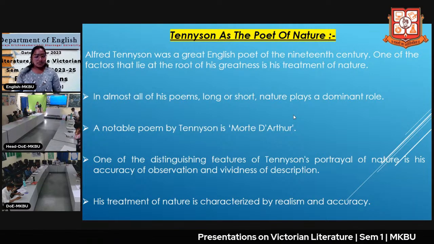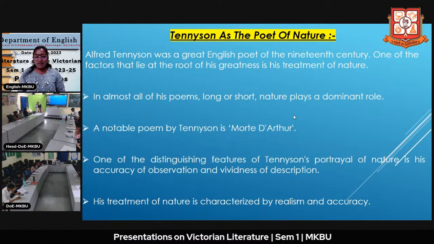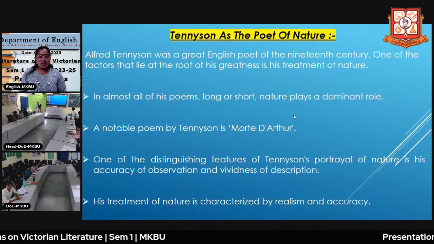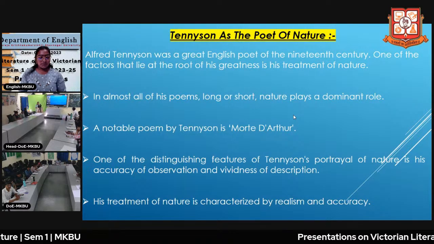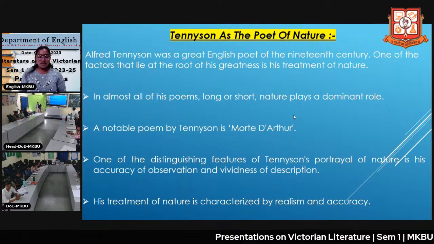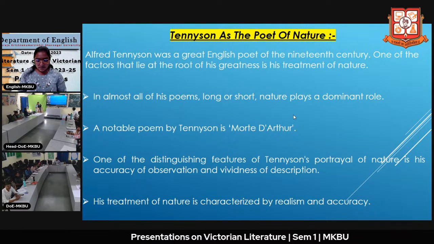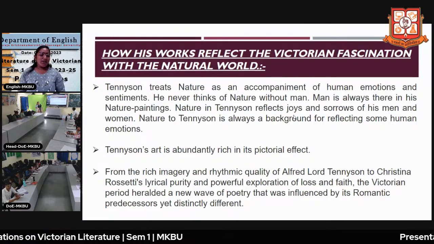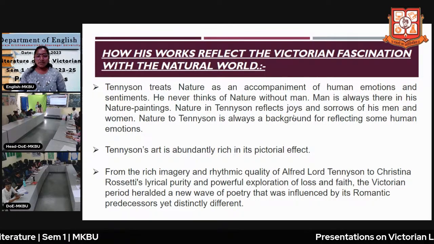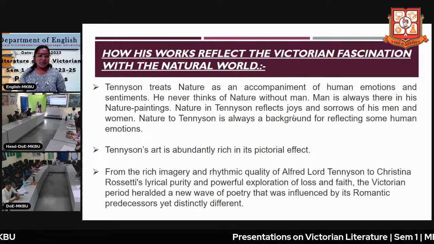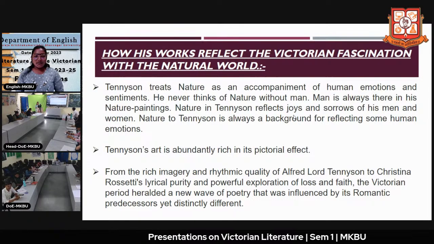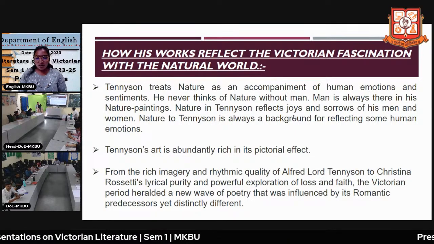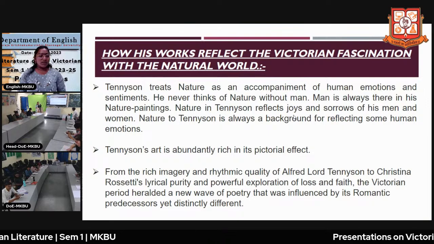One of the distinguished features of Tennyson's portrayal of nature is his accuracy of observation and vividness of description. His treatment of nature is characterized by realism and accuracy. Third point, how his works reflect the Victorian fascination with the natural world. Tennyson treats nature as an accompaniment of human emotions and sentiments.